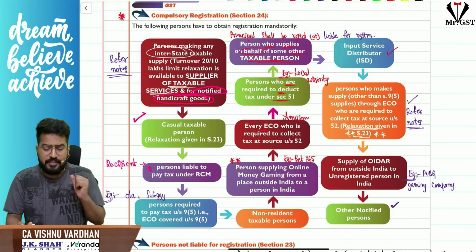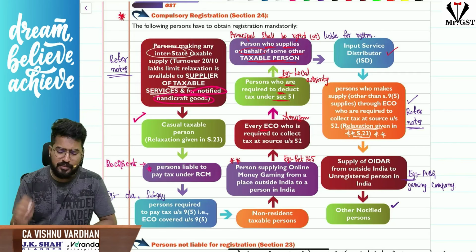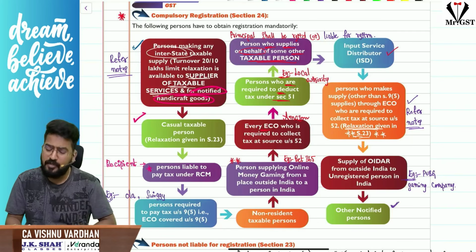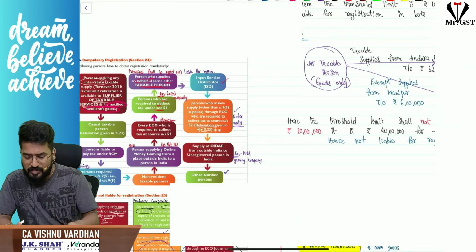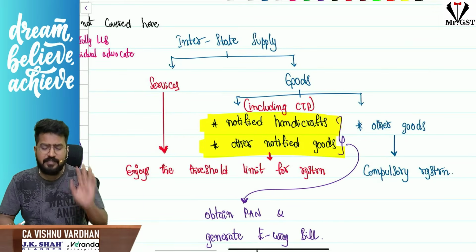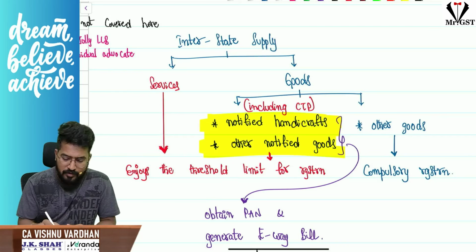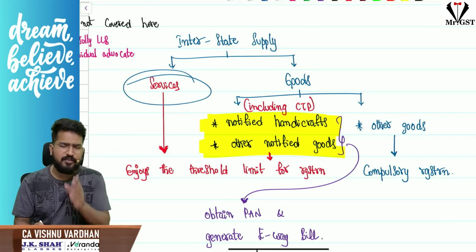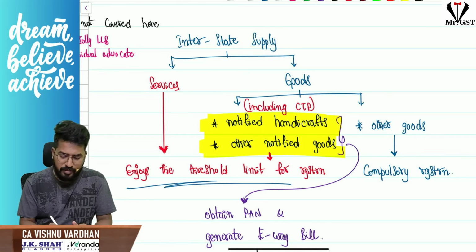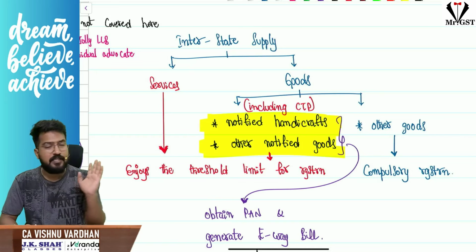So the next section is section 24, compulsory registration. See who has to take compulsory registration. If you are dealing with interstate supply of goods, then definitely you should take compulsory registration. For that we have notes here. First of all, understand you are making interstate supplies. Sir, I am doing interstate supply of services. If you are dealing with interstate supply of services, you happily enjoy the threshold limit, that is 10 lakh, 20 lakh, whatever is applicable for you based upon the state.